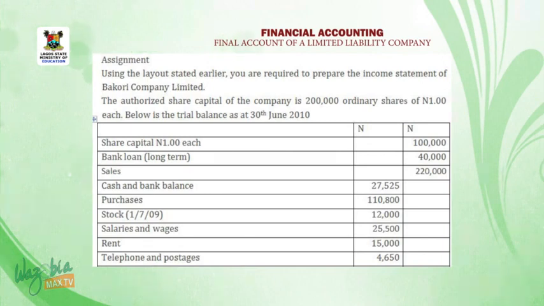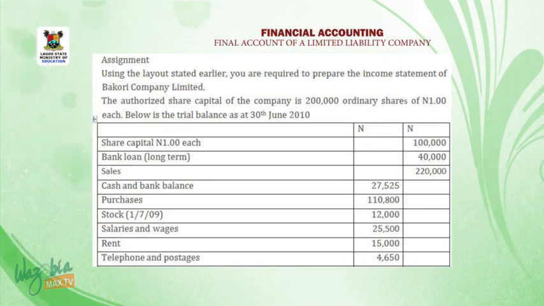You draw your trial balance. Remember, your trial balance will have date, particulars, folio, the debit column, and the credit column. Under the particulars, you write the following items. Share capital, 1 naira each. The figure, you take it to the credit column, 100,000. Bank loan, long term, 40,000. You take it to the credit column. Sales, 220,000. You take it to the credit column.